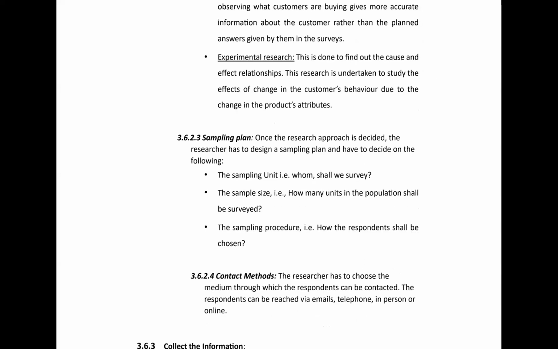Now, experimental research is done to find out the cause and effect relationship, right? It is undertaken to study the effects of change in the customer's behavior due to the changes in the product attributes.